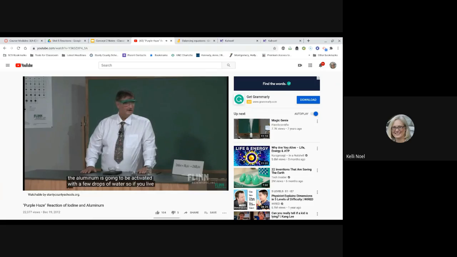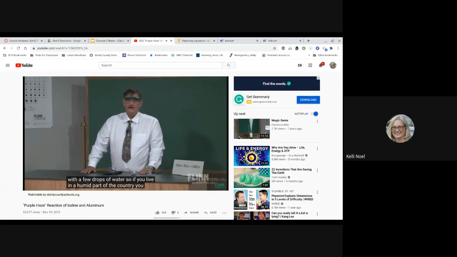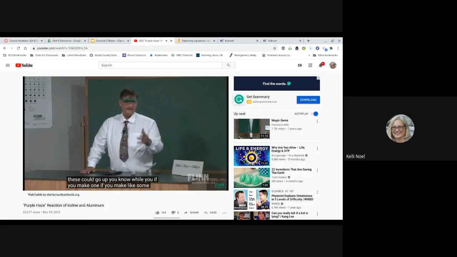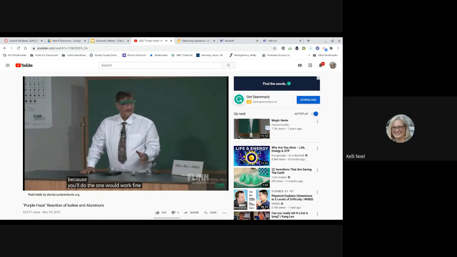So if you live in a humid part of the country, these could go off in the hood at very random times without the water. Some people like to make 5 setups in a row for all 5 classes during the day. This is not a demonstration that you'd want to do that with, because if it's very humid in your room, sometimes it would cause a reaction and sometimes it wouldn't. And you do need a fume hood for this.